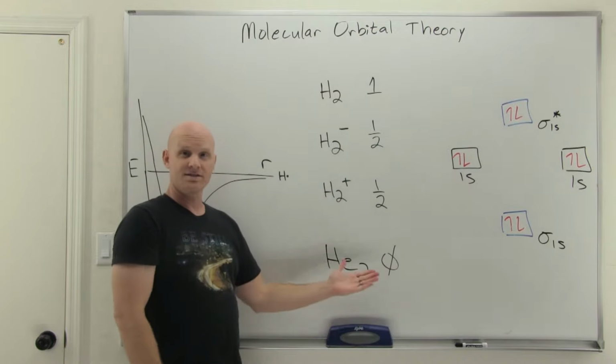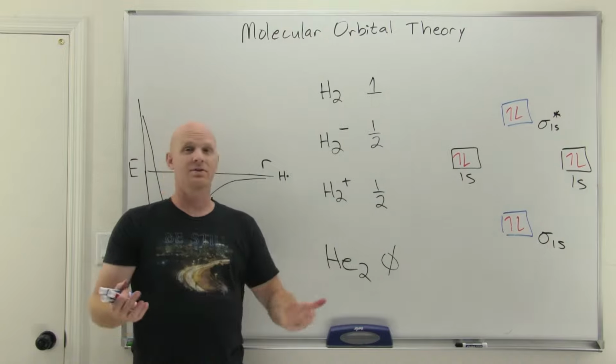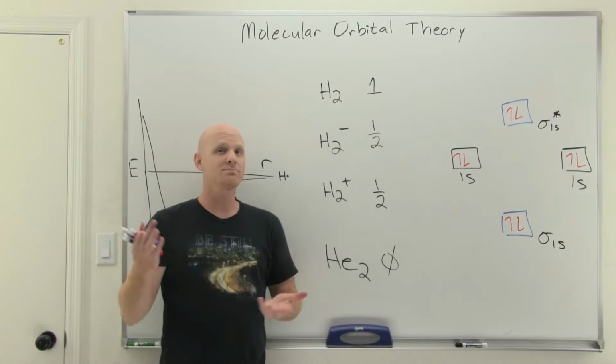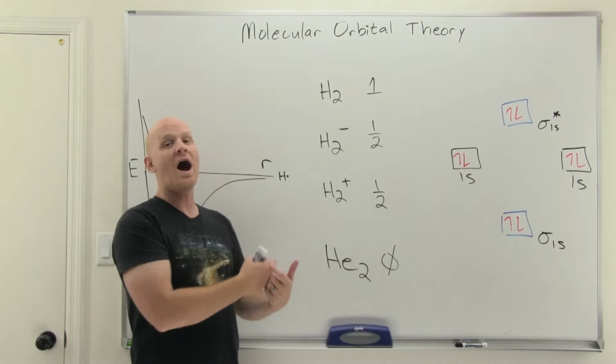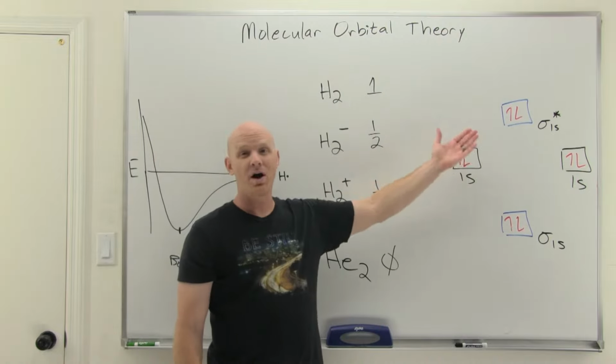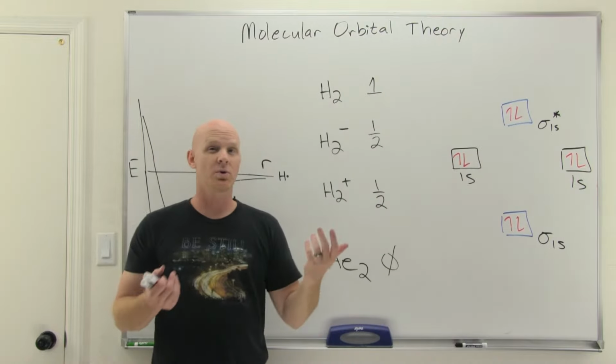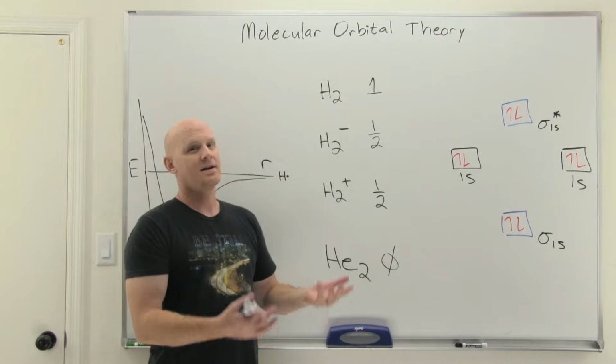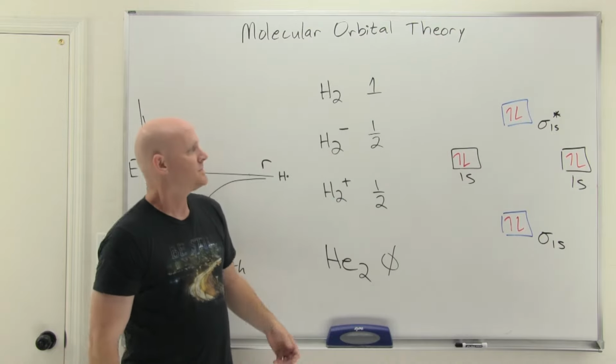And that doesn't exist. In this case, diatomic helium doesn't exist. Helium is not diatomic, it's monatomic. And now we can explain why it doesn't exist. Because it would have a bond order of 0, and a bond order of 0 corresponds to no bonds at all, i.e. it doesn't exist.